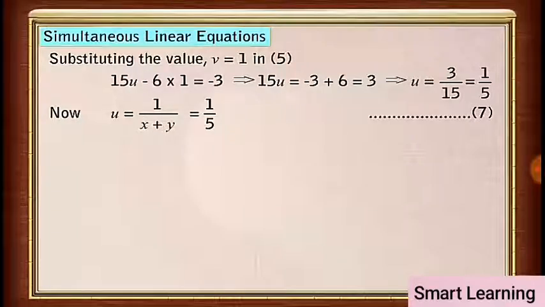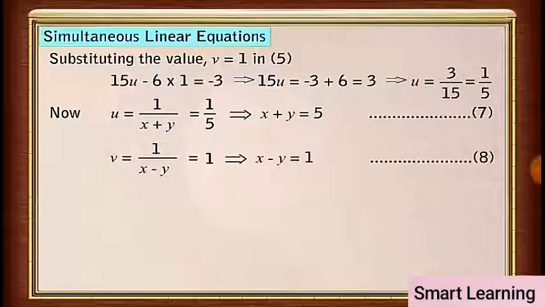Now, we have taken u as 1 by x plus y and we've obtained the value as 1 by 5. So taking reciprocals on both sides, x plus y is equal to 5. Call this seventh. Similarly, we've taken v as 1 by x minus y. This we have obtained the value as 1. This implies, taking reciprocals on both sides, x minus y is equal to 1. Call this eighth.